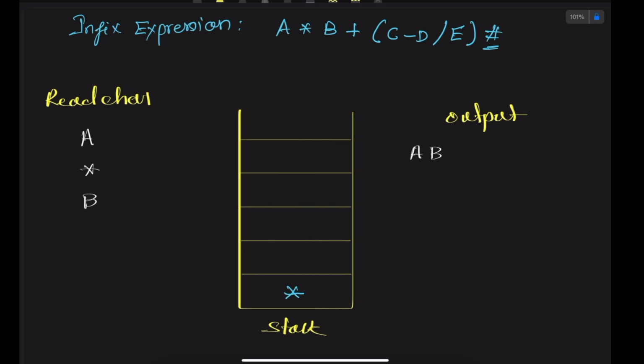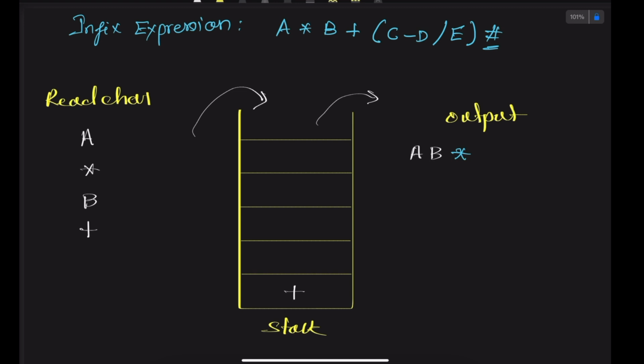The next character is plus. Plus is an operator, so you have to push it into the stack. While pushing an operator into the stack, you have to check the top of the stack. If the top of the stack is pointing to a higher level operator, you have to take the higher level operator out, and only then can you insert the lower level operator. The higher level operator is the asterisk. You have to take it out, and only then can you push the lower level operator. Now the plus operator is pushed into the stack.